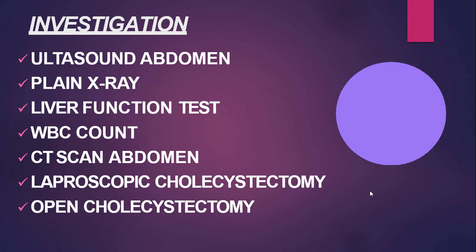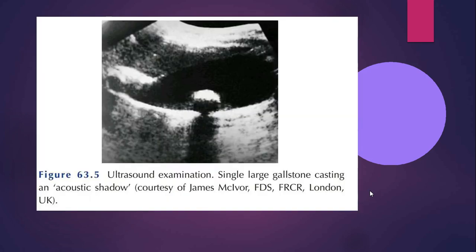Liver function test, CBC, in which you will look at the WBC count. Now CT scan abdomen is important to exclude other causes of obstructive jaundice like malignancies. And treatment of course is laparoscopic cholecystectomy or open cholecystectomy.